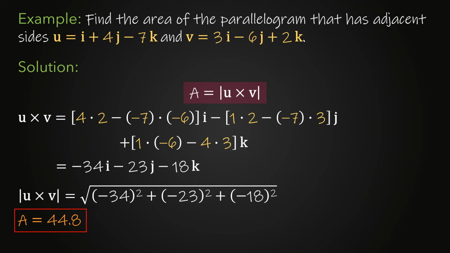If, for instance, we interchange vectors u and v, the cross product would be different because the cross product is not commutative. The negative sign indicates that the direction would be opposite. However, the norm would be the same, and consequently, the area would be the same.